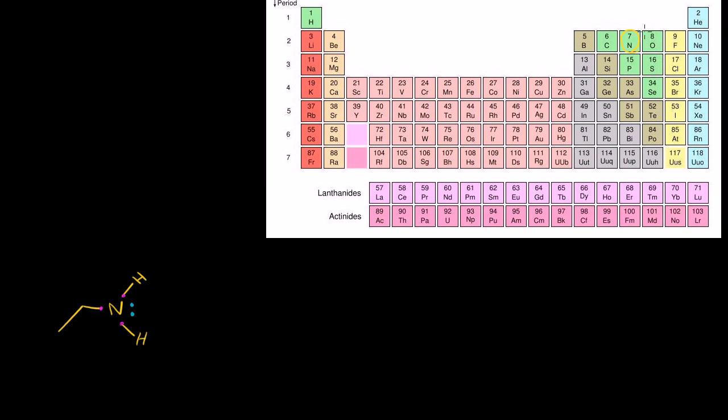Now, when you also look at the periodic table, you also see that nitrogen is pretty electronegative. In fact, there's only a few elements that are more electronegative. And remember, electronegativity is just how much does it like to hog electrons. So it's more electronegative than carbon. It's to the right of carbon. And it's way more electronegative than hydrogen.